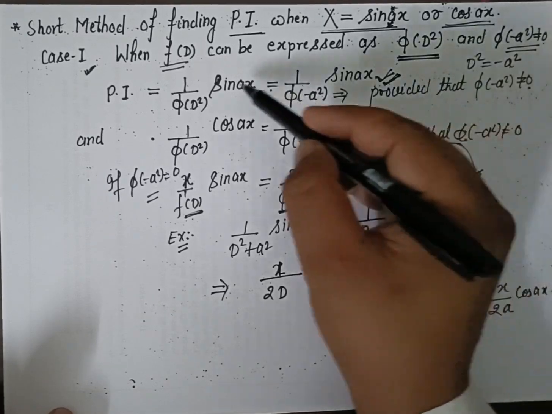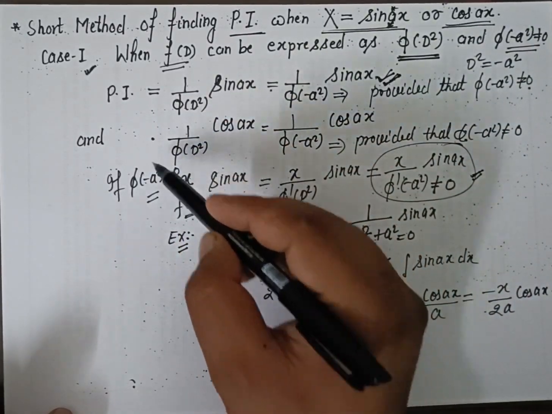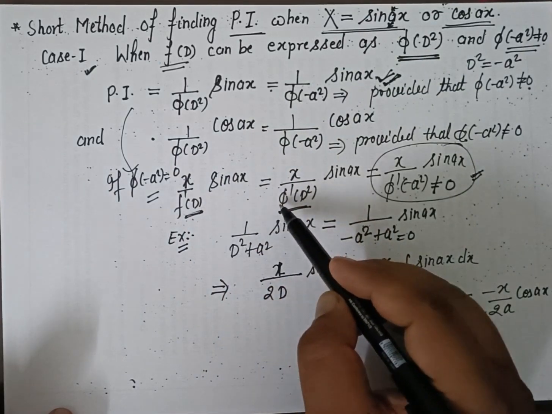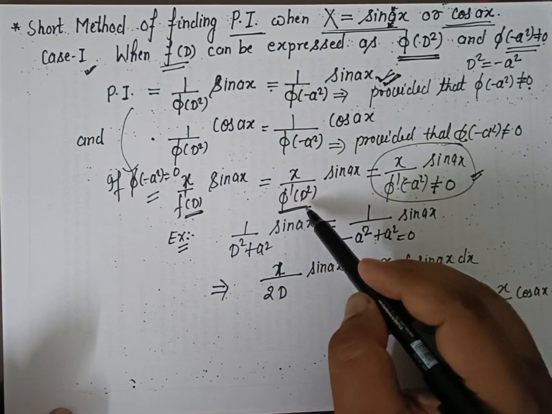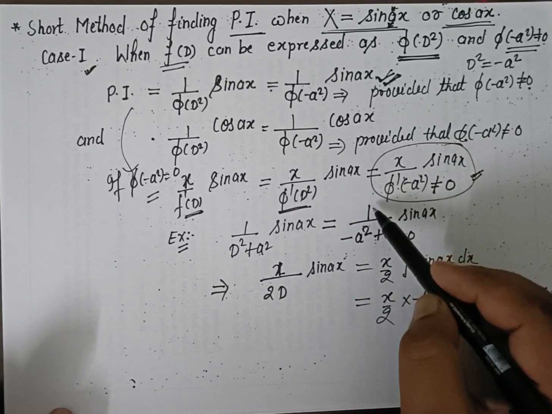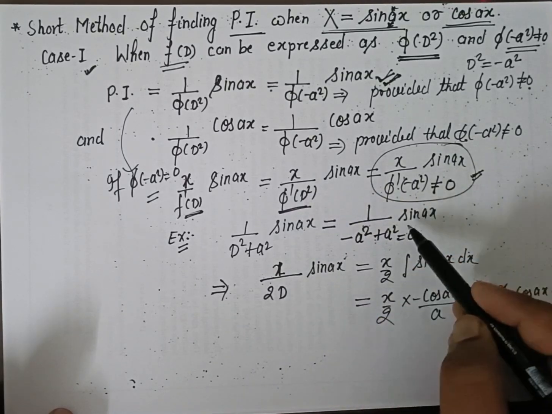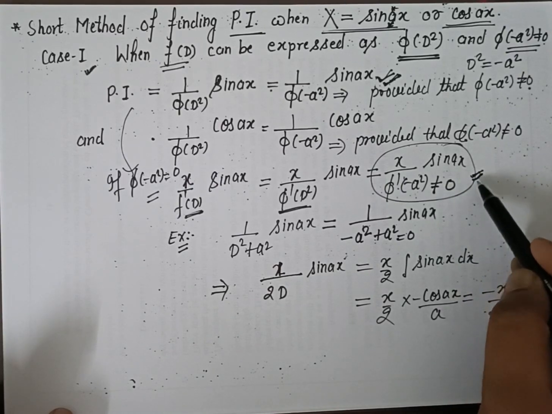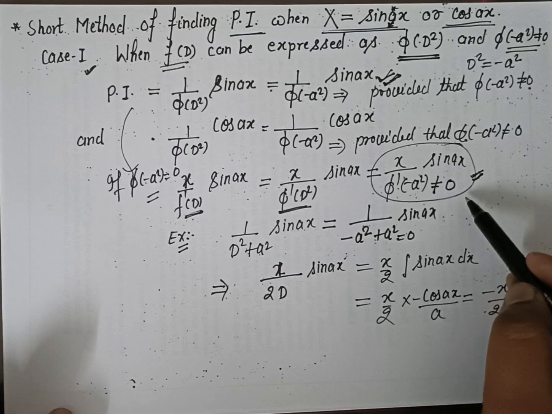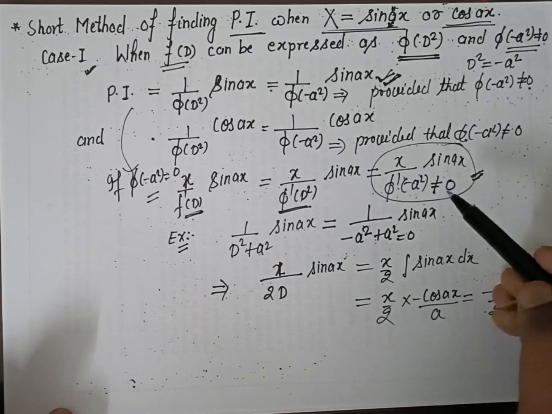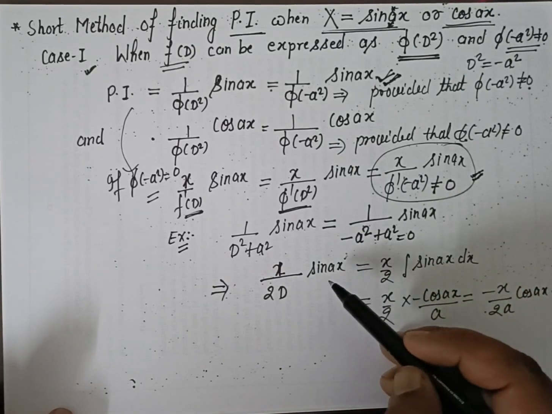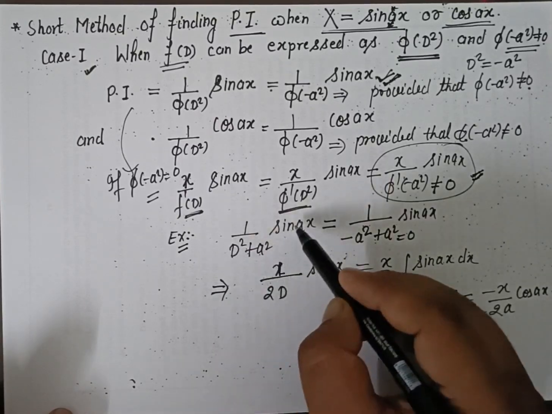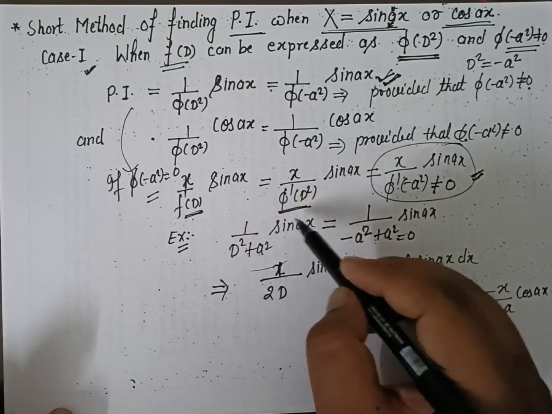If it is not, then we continue to write it as x upon phi dash D square sin ax. Then we try to repeat the same process, and if it is non-zero, then we finish here. If it is equal to zero, then we again repeat it like this, and we need to calculate this one.